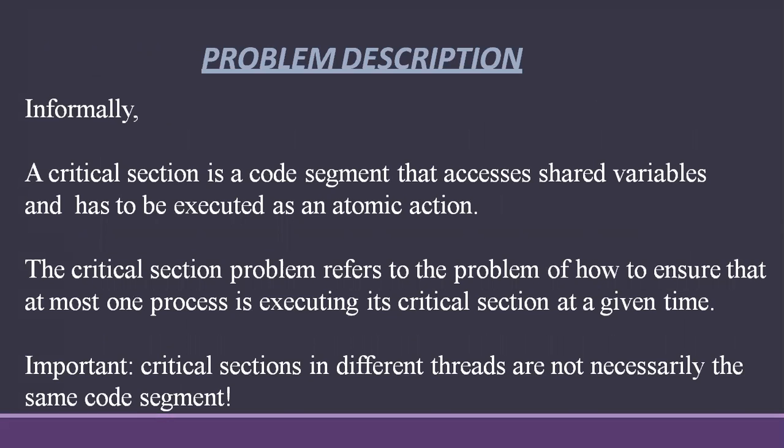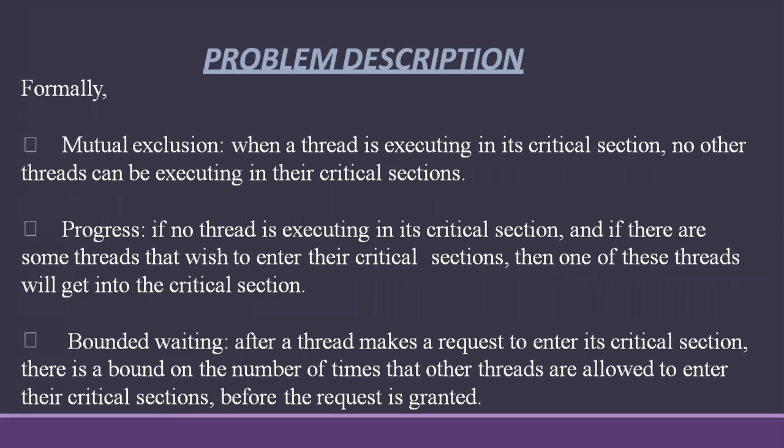As we have discussed, the critical sections in different threads are not necessarily in the same segment. In concurrent programming, if one thread tries to change the value of shared data at the same time as another thread tries to read the value, that is a data race across threads and the result is unpredictable. The solution to the critical section problem must satisfy the three following requirements: mutual exclusion, progress, and bounded waiting.